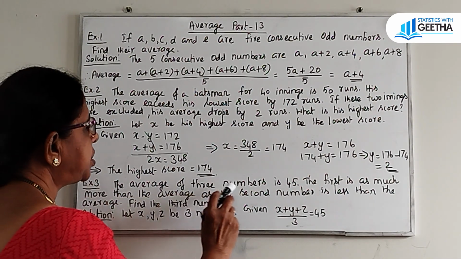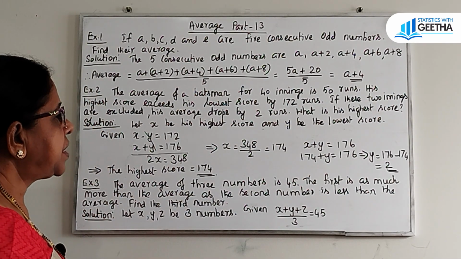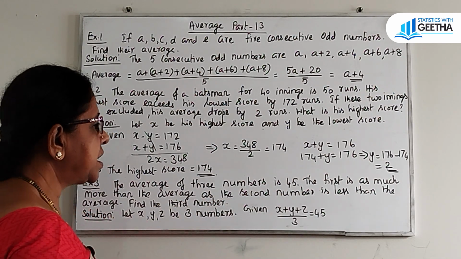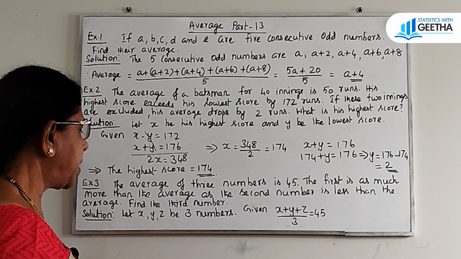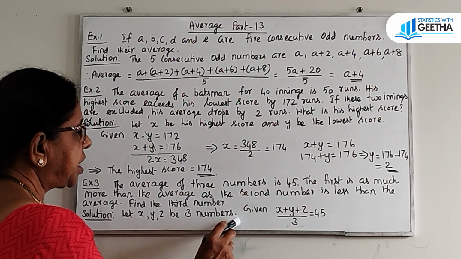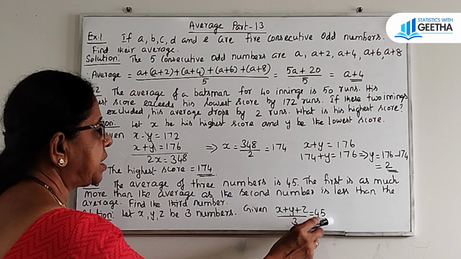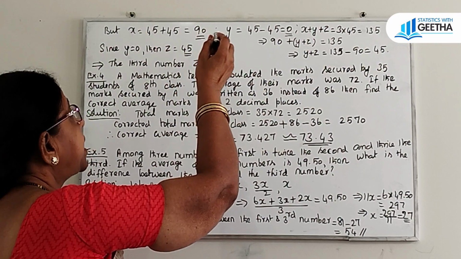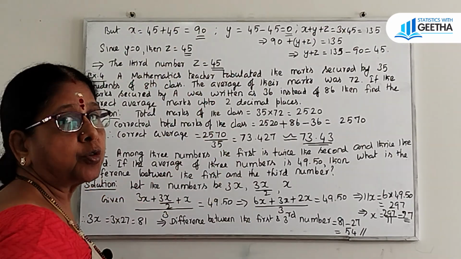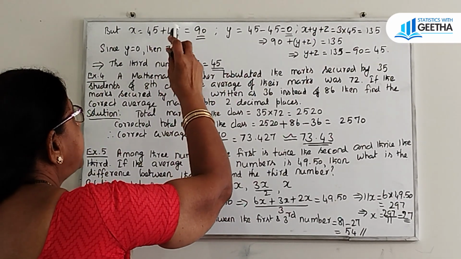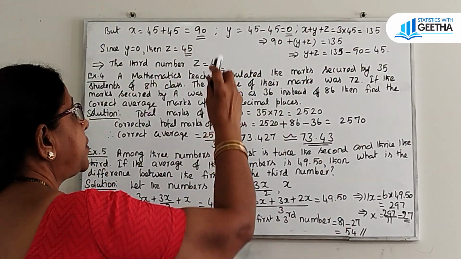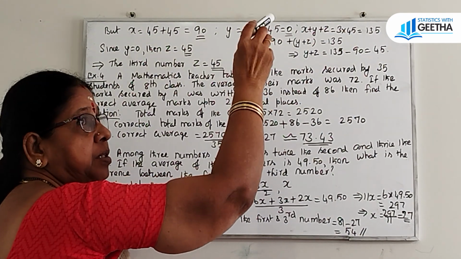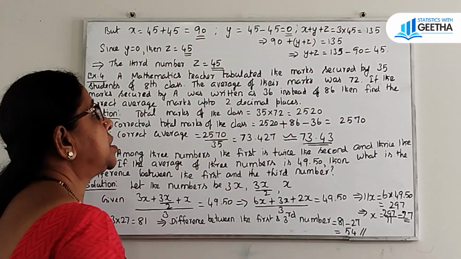Exercise number 3: the average of 3 numbers is 45. The first is as much more than the average as the second number is less than the average. Find the third number. Solution: let x, y, z be the 3 numbers. Given x plus y plus z by 3 equal to 45. ஆனால் நமக்கு கொடுத்திருக்கிற டேட்டால x equal to as much as more than அந்த 45, அதனால 45 plus 45, that is 90. y less than as much as the average கொடுத்திருக்கு, அப்போ 45 minus 45, that is 0.